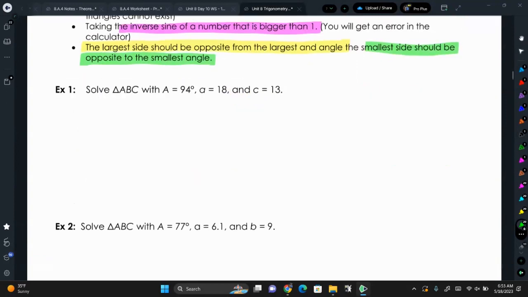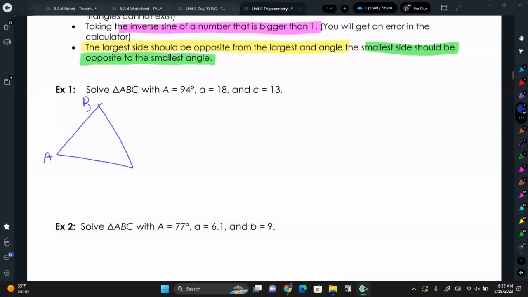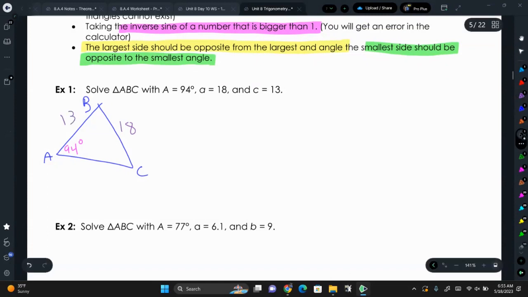So here we have: solve triangle ABC. Let's draw triangle ABC. We know big A is 94 degrees. Little a, the side across from A, is 18, and little c, the side across from C, is 13. You may remember that I just said if our angle given to us is bigger than 90, then there's only one triangle. I'm still going to show two triangles in this one, just for you to see what I was talking about. All right, so we're going to do the law of sines.